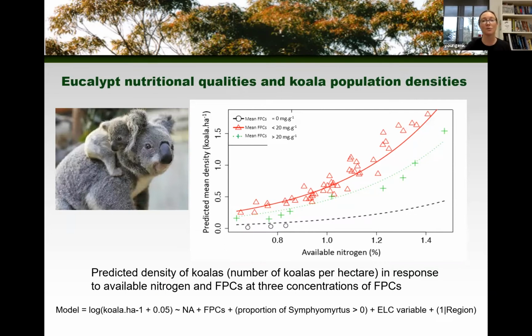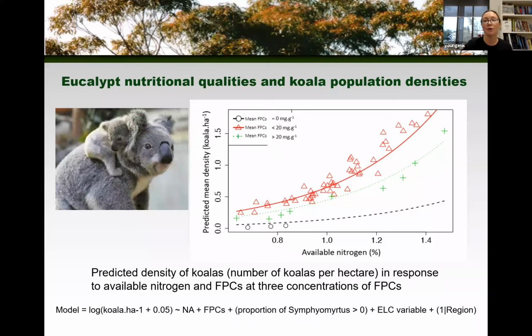We found that there is a strong relationship between population densities of the koala and average site level available nitrogen. This graph shows the predicted mean density of koalas based on our data as the average amount of available nitrogen in a landscape increases. However, nitrogen, a key limiting nutrient for many eucalypt folivores, wasn't the whole picture.